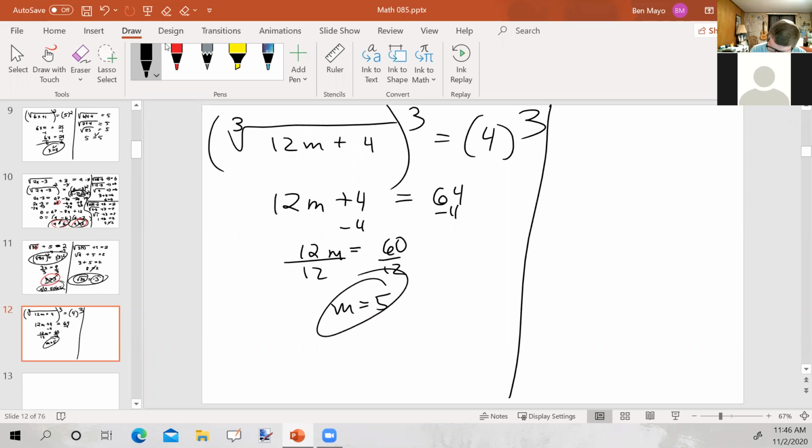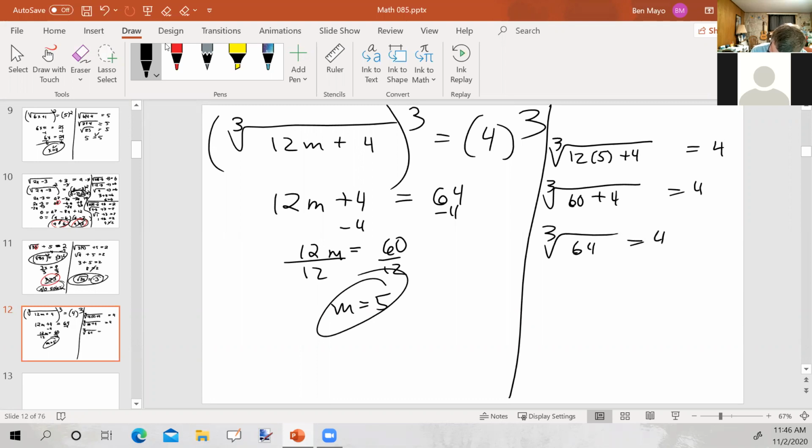Now let's check our work. We've got the cube root of 12 times 5 plus 4 equals 4. The cube root of 60 plus 4 equals 4. The cube root of 64 equals 4. And finally, 4 equals 4. The solution checks. It's correct.